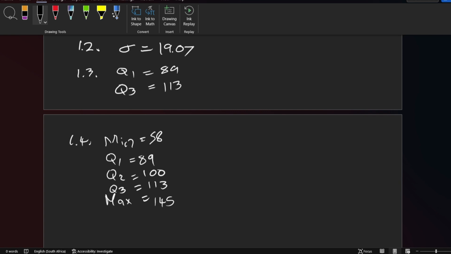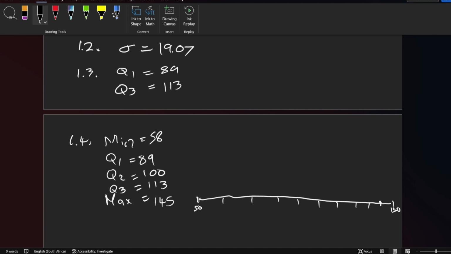Obviously this will be drawn to scale in your answer booklet. So you'll have a number line, and our minimum is at 58, so we'll start our number line at about 50. Our maximum is 145, so we can end it at 150. Okay, so we draw our number line. This is just a rough sketch, and we have our intervals 60, 70, 80, 90, 100, 110, 120, 130, 140 and 150. Okay, so we have a number line.